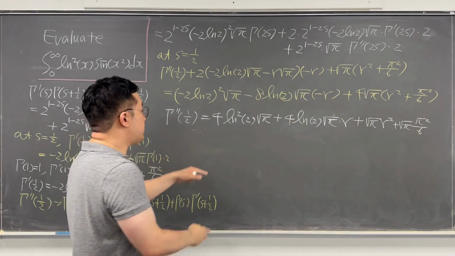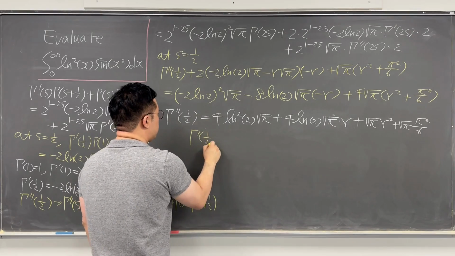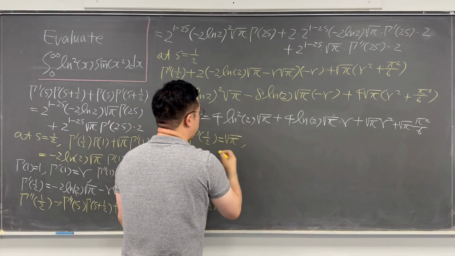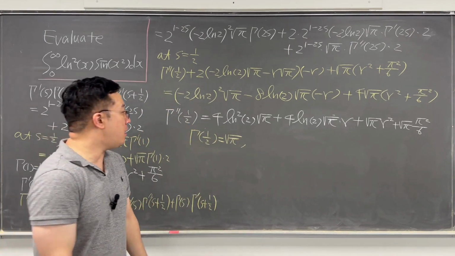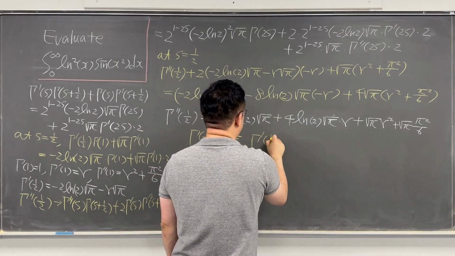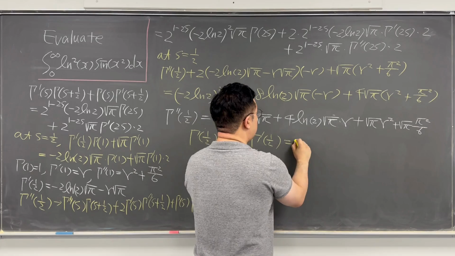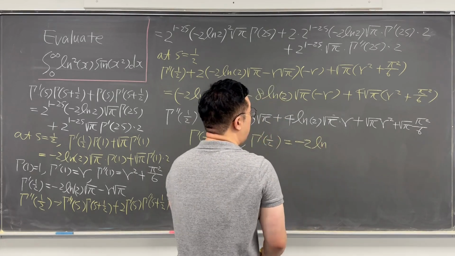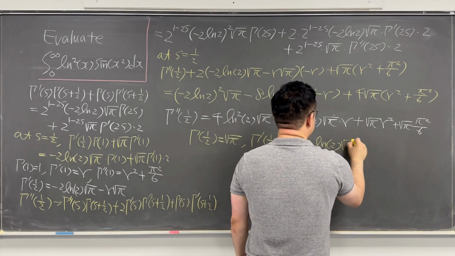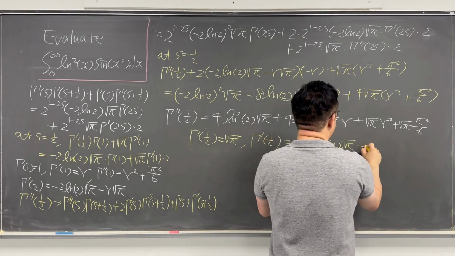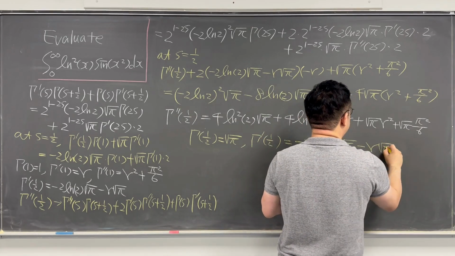Then we already know gamma of 1 over 2. This was square root of pi, right? And then we do have the value of gamma prime of 1 over 2. That was negative 2 times ln 2 times square root of pi, and then minus little gamma times square root of pi.